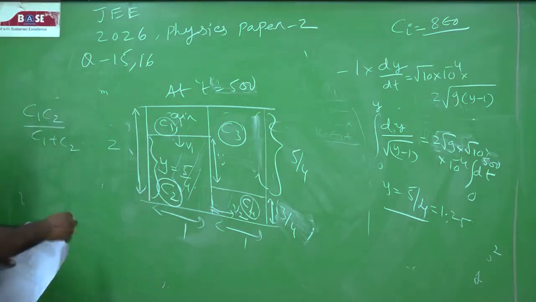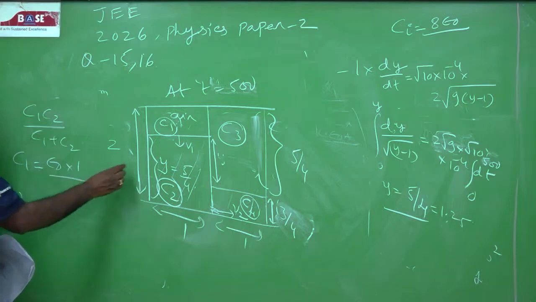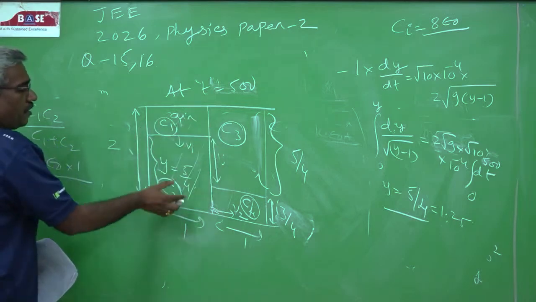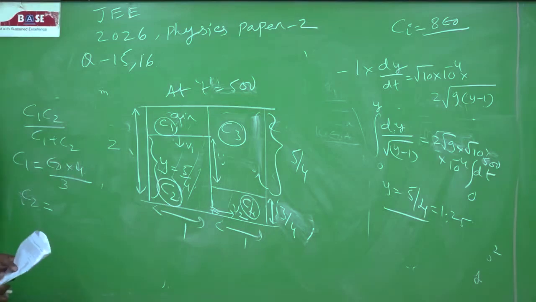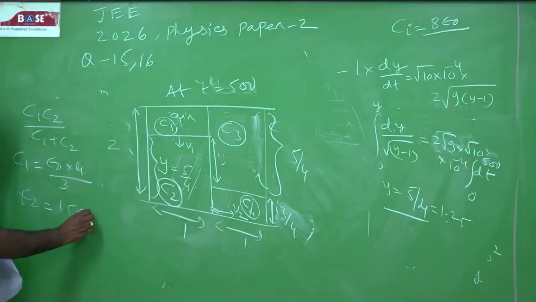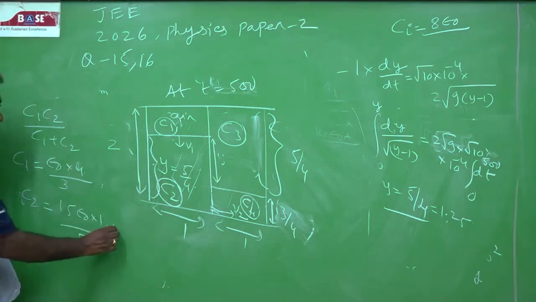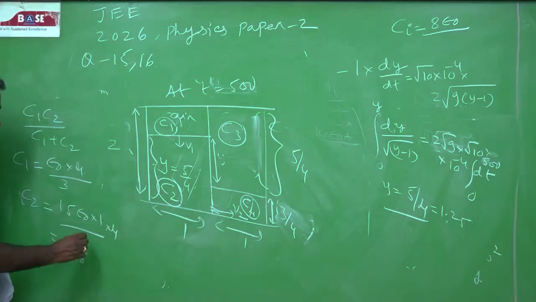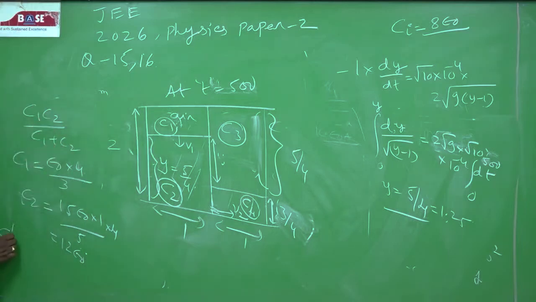C1 is equal to epsilon naught into area 1 divided by this distance. If this is 5 by 4, this is 3 by 4, so 4 epsilon naught by 3. C2 is equal to dielectric K epsilon naught A by D. K means it is 15, so 15 into epsilon naught, area is 1, divided by 5 by 4. So this is 12 epsilon naught. So effective capacity of these two, I will write this as C dash, C1 C2 by C1 plus C2.